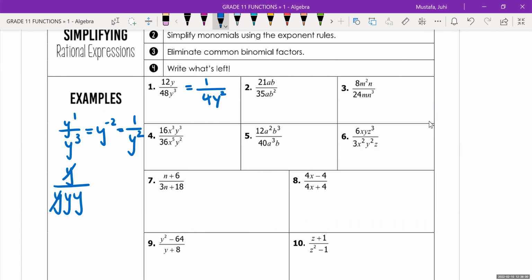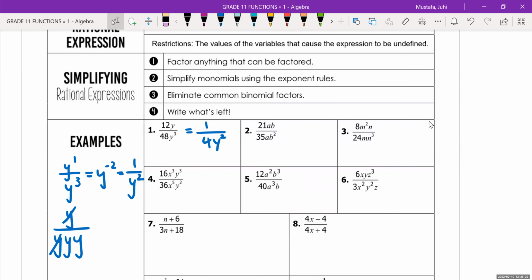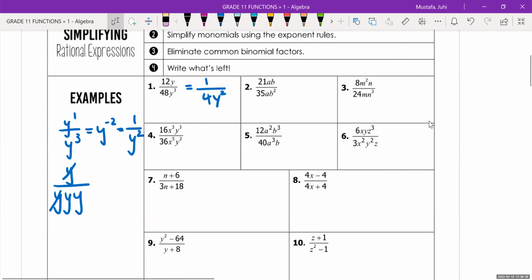So because these are monomials, we're not even factoring anything. We're just reducing the fractions, and then we're using our exponent rules to simplify the variables. When we get to question 7 and forward, then we're going to start factoring. So for this question that we just did, I would say that we skipped step 1. We just did step 2. Okay, let's skip over to question 3.